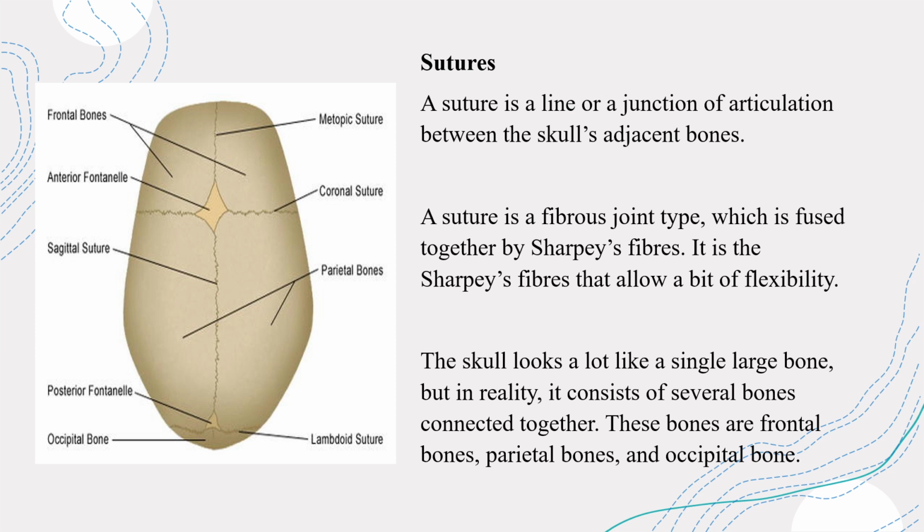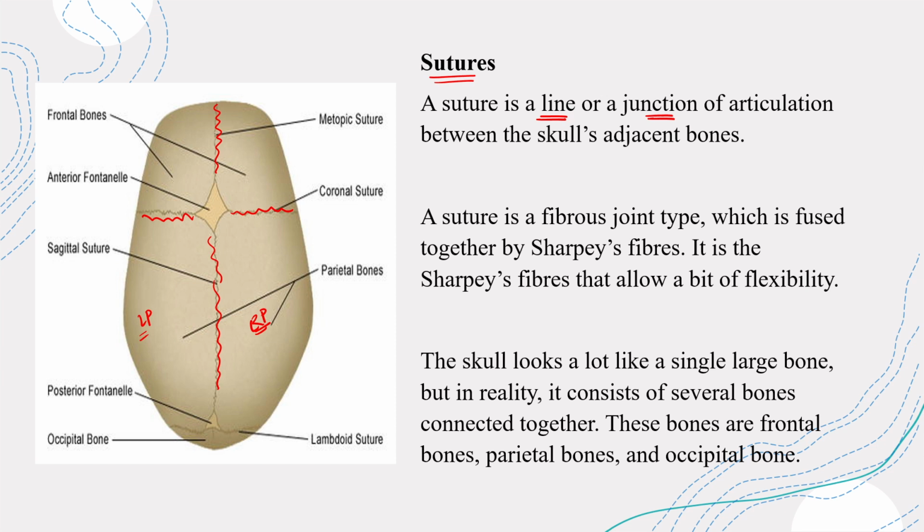A suture is a line or junction of articulation between the skull's adjacent bones. If you want to define sutures, sutures are nothing but the lines or junctions. Here you can see these lines are sutures. These are lines or junctions of articulation between the skull's adjacent bones. For example, this is the left parietal bone and this is the right parietal bone. These two bones are joining together with a suture. So this is the articulation between two different skull bones.